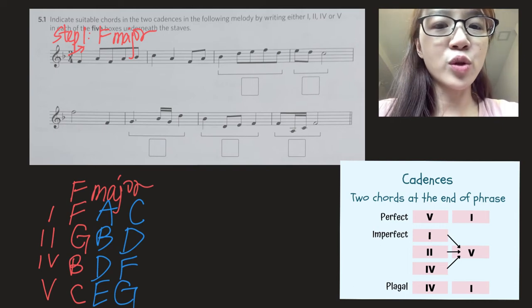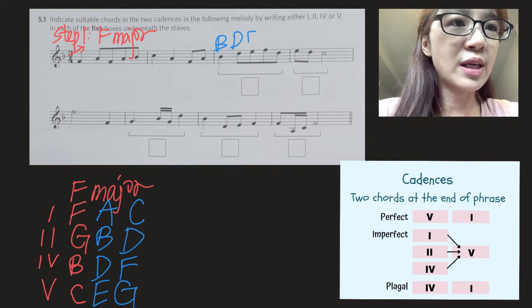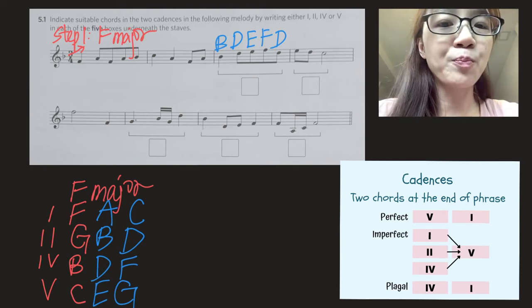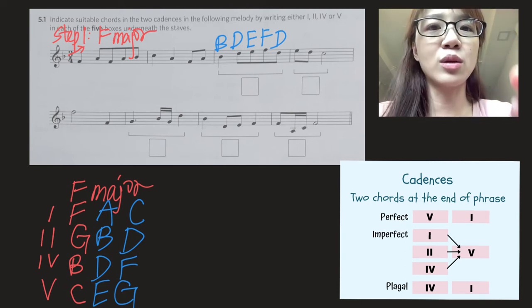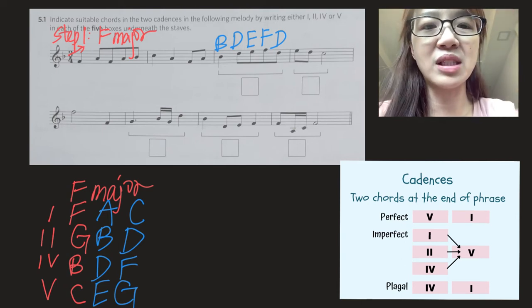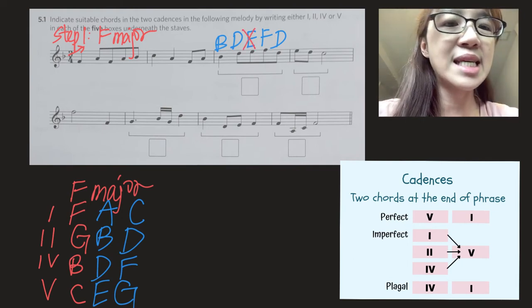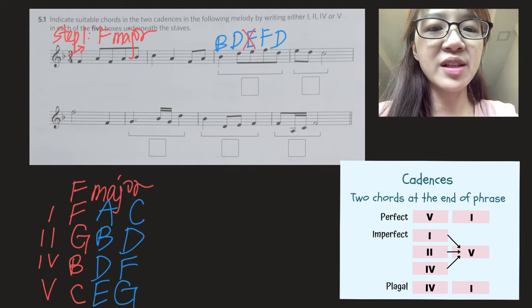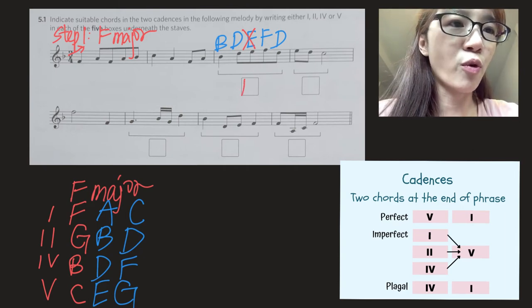So now look at the first question. You have a B, you have a D, you have an E, you have an F, you have a D. Those are stepping up stepwise, D, E, F, the middle one is the passing note. So you don't have to consider this note. You only consider B, D, F. B, D, F obviously is chord 4. So let's write out chord 4.